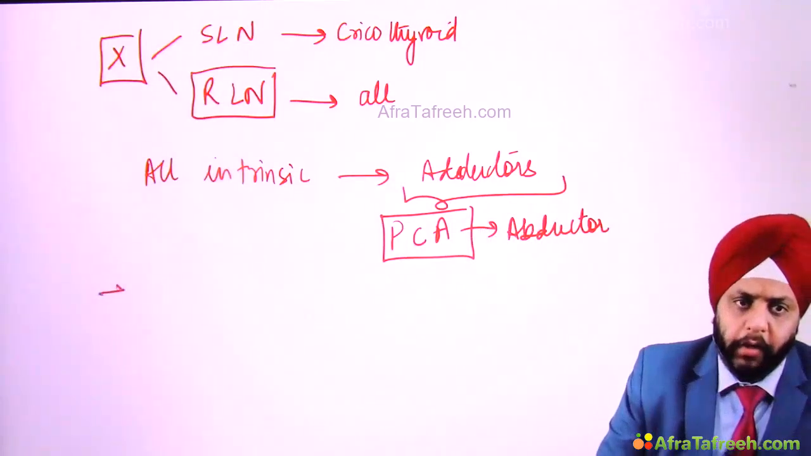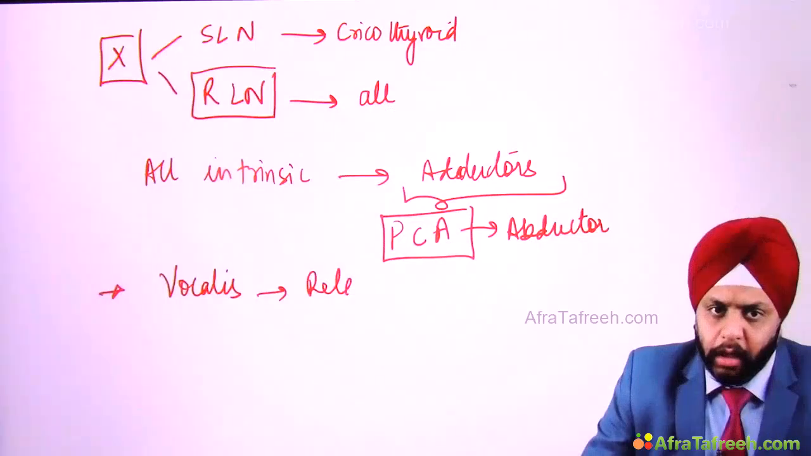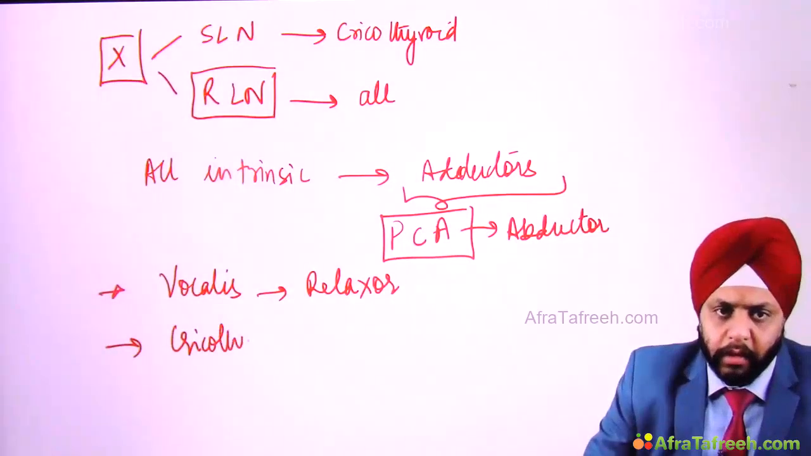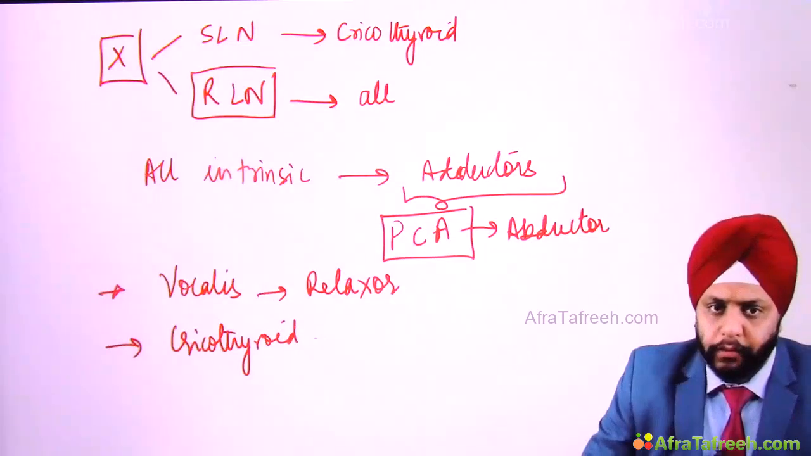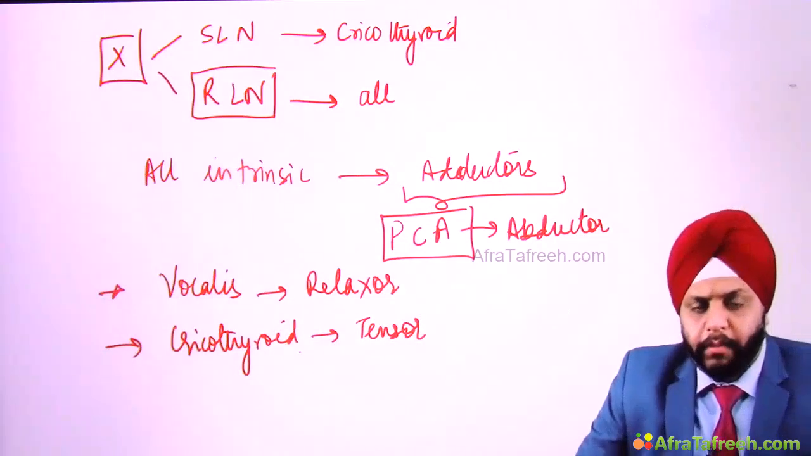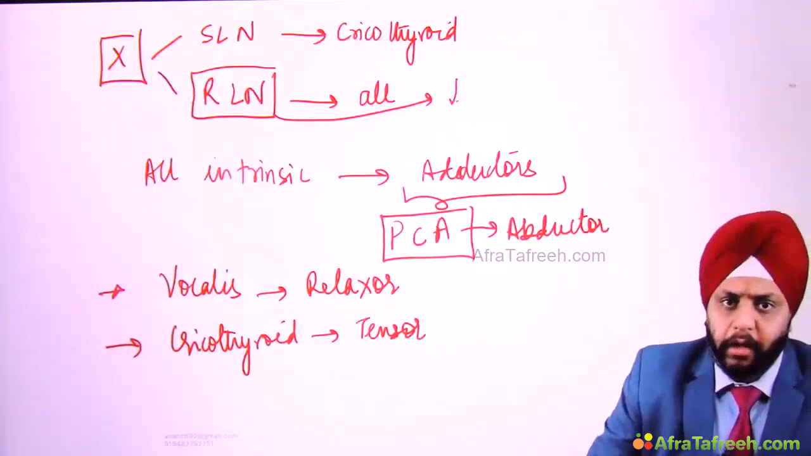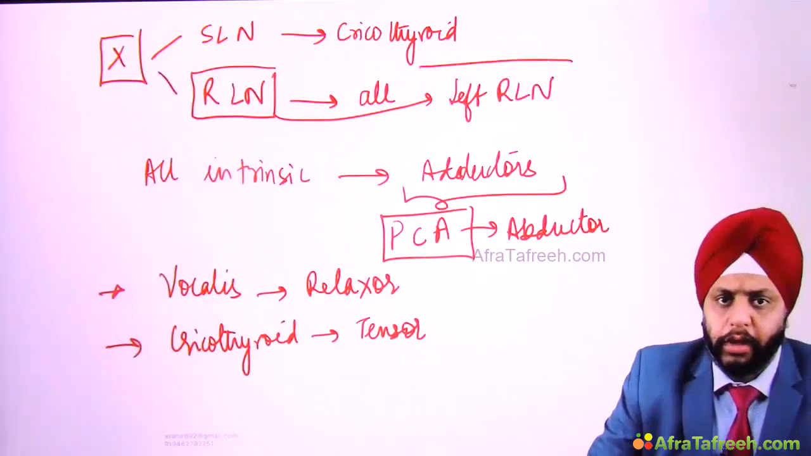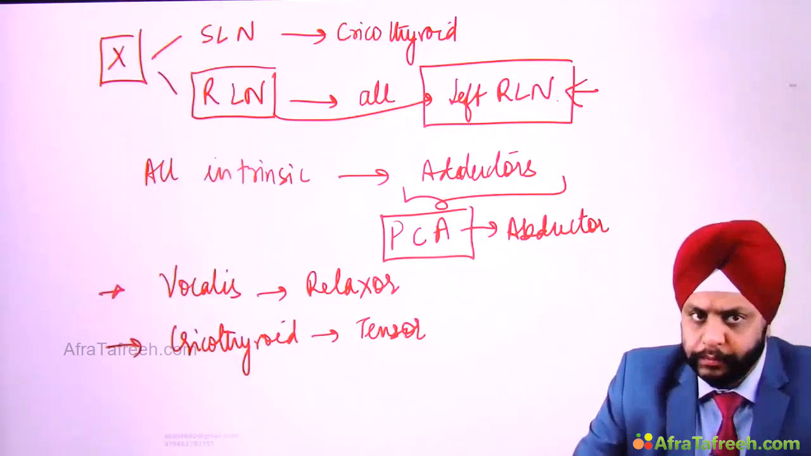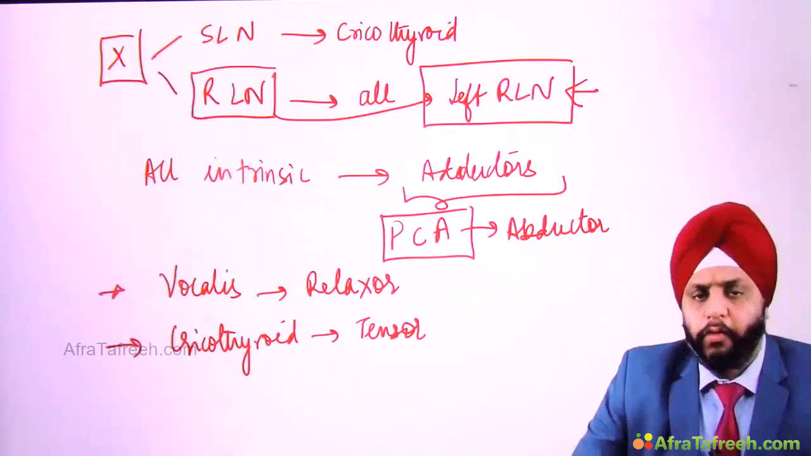Now the third point that you have to remember is that the vocalis muscle is the relaxer of vocal fold, and the cricothyroid muscle is the tensor of vocal fold. Now the last point in this whole nerve supply is that the recurrent, especially the left recurrent, has a longer course in the thorax, therefore it is more prone to injury, right? All right, so we go ahead and discuss the topic of vocal fold palsy.